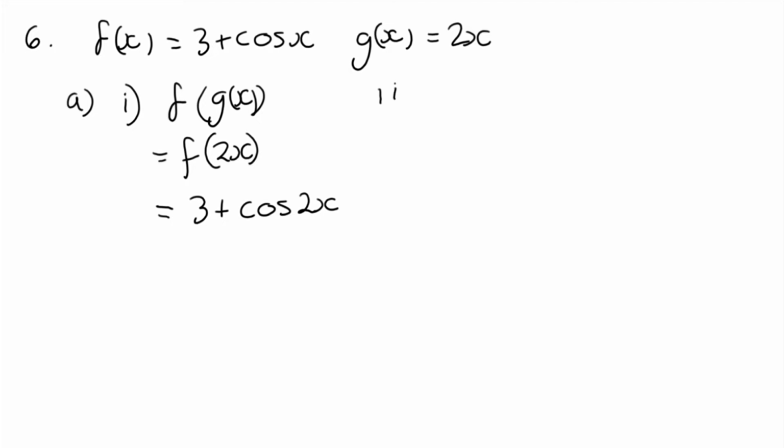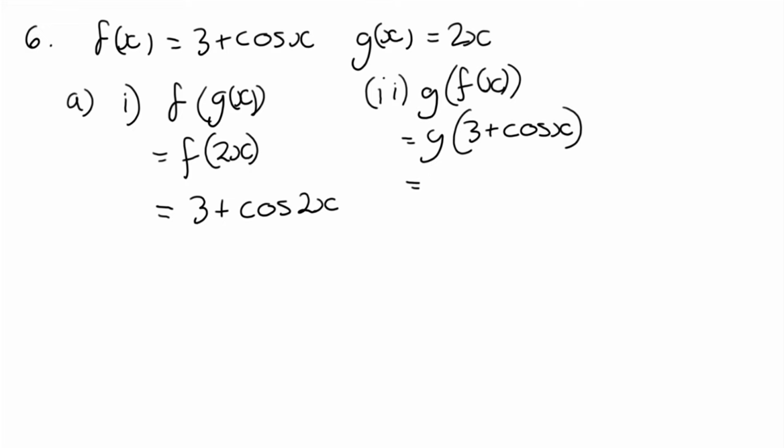Part 2, g of f of x. So it's g of 3 plus cos x. All that means is we're going to pop the 3 plus cos x into the g function where we see x. So it's 2x, so it's going to be 2 of this bracket. Just multiply that out, so 6 plus 2 cos x.